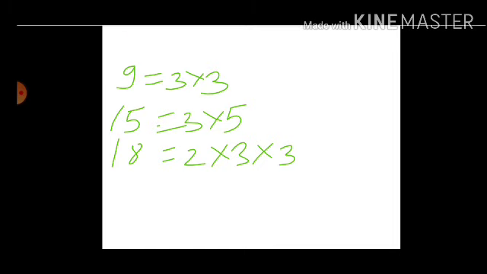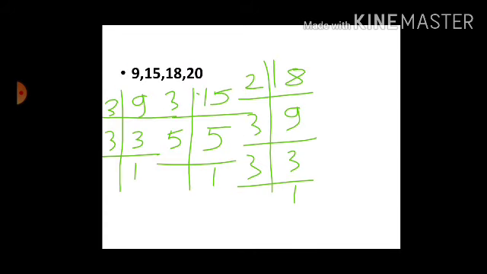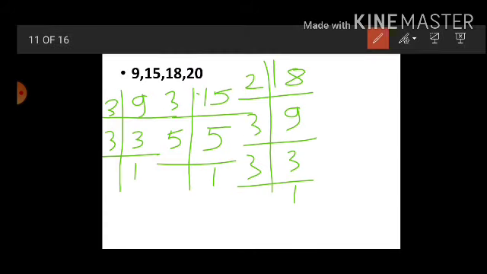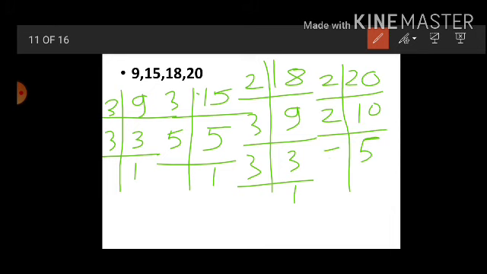Now next, the factors of 20. We take out the factors of 20. 2 10s are 20, 2 5s are 10 and 5 1s are 5. The factors of 20 is 2 2s are 4, 4 5s are 20.